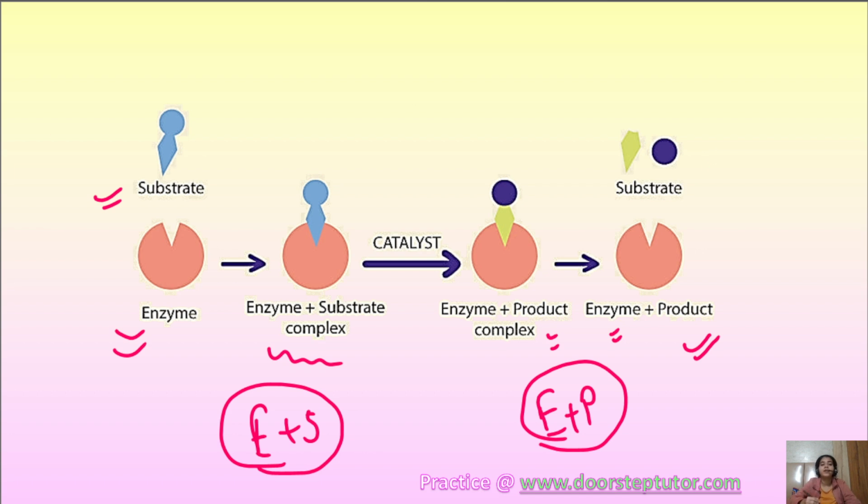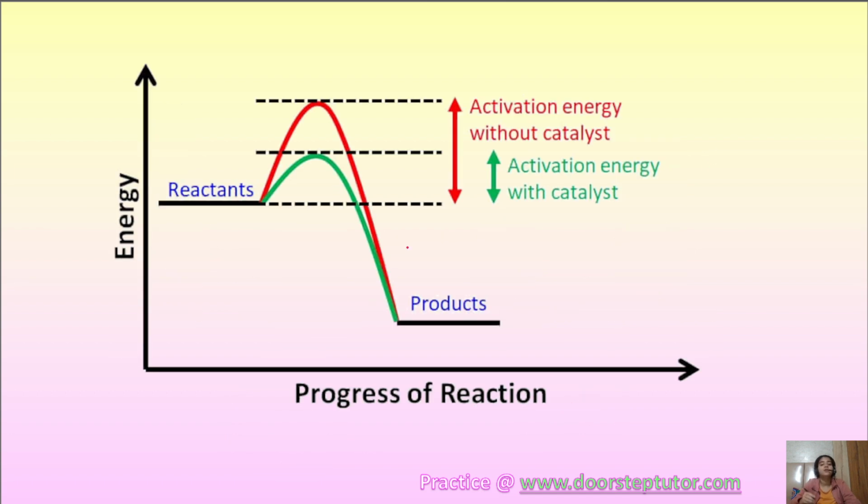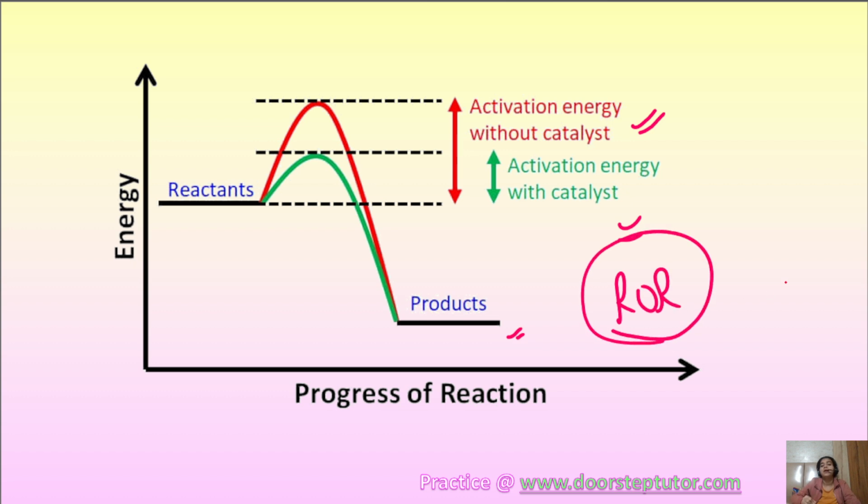Now, another point here: the main function of a catalyst is to reduce the activation energy. Every reactant has to cross this activation energy in order to be converted into the product. So by using the catalyst, the activation energy is reduced, and that's how the rate of reaction, that is ROR, can be increased. So, these were some basic differences between the catalyst and enzyme.